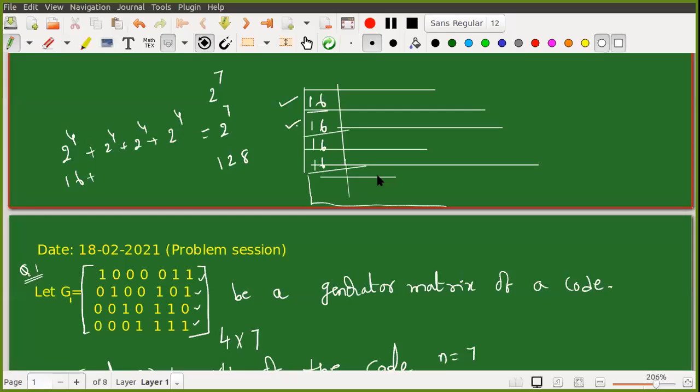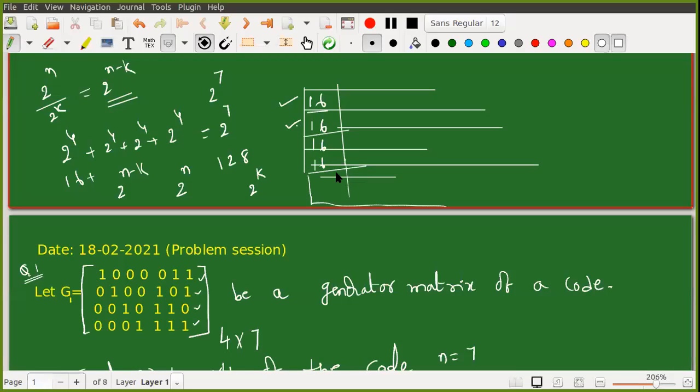The total number of words is 2 raised to n, and the number of columns is 2 raised to k. Then the number of rows is 2 raised to n minus k, right? Exactly, because it is 2 power n divided by 2 power k. So 2 power n minus k rows will be there. The number of rows is also always a power of 2. So there are a total of 8 rows. 8 into 16 is 128.